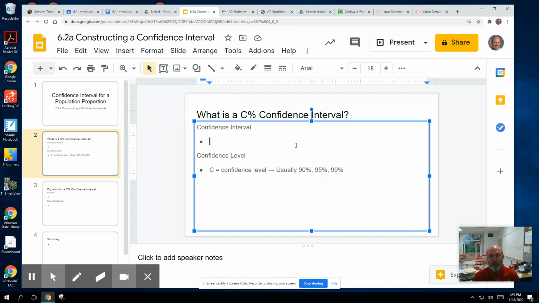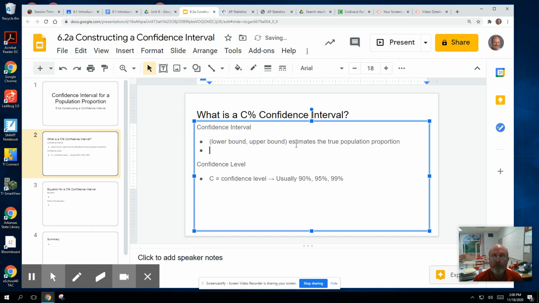But a confidence interval is exactly what we're saying, an interval, which means it's a range of numbers that has a minimum or a lower bound. We'll call this a lower bound instead of a minimum. And an upper bound. This interval estimates the true population proportion, what we're trying to measure. It estimates the true population parameter.